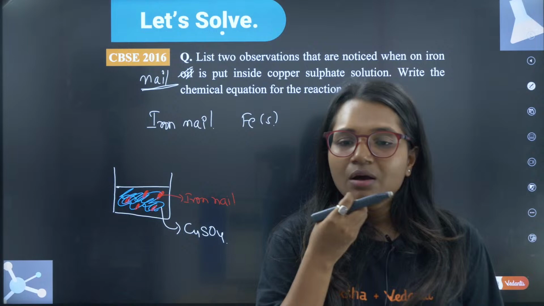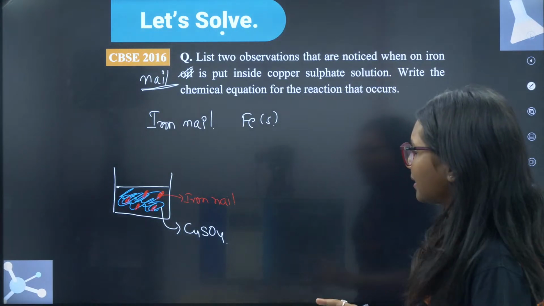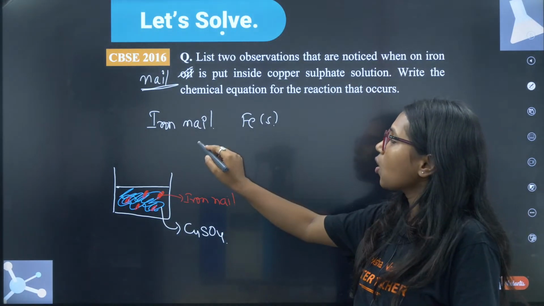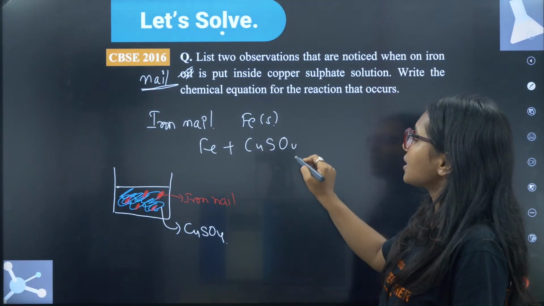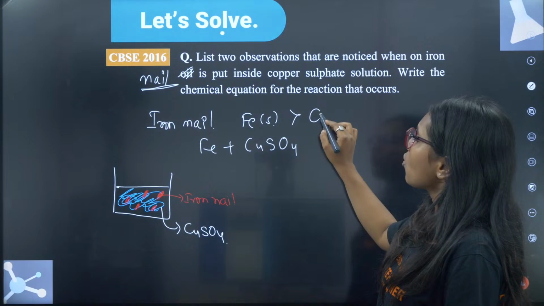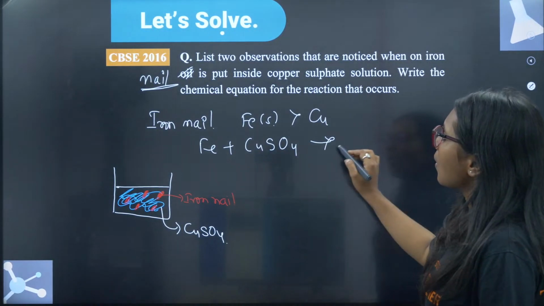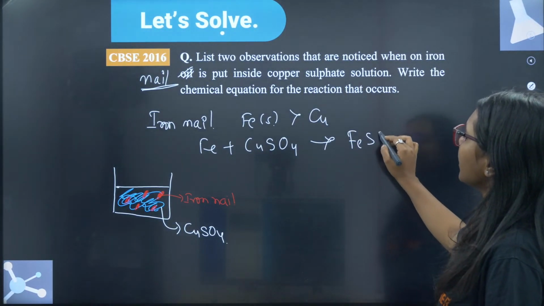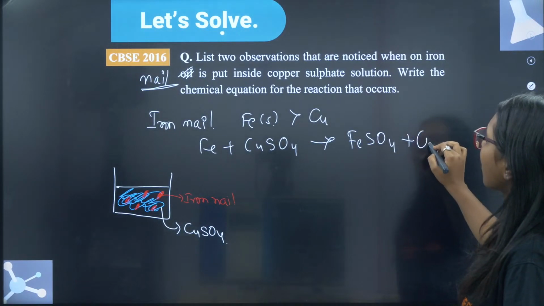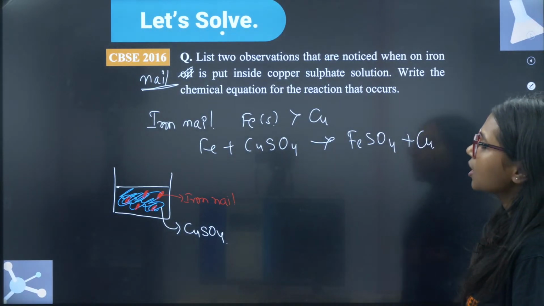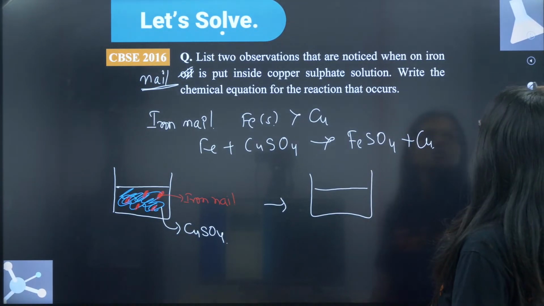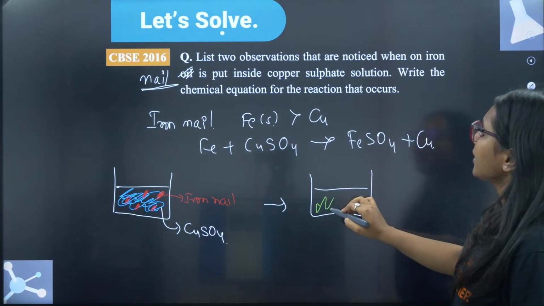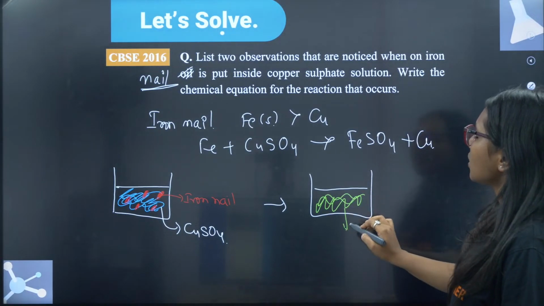Very good, Harsha. Blue color, absolutely correct. The iron nail reacts with copper sulfate because iron is more reactive than copper. Copper sulfate is going to convert into iron sulfate and copper will come out. Correct? Fine. So what is going to happen? This blue solution is going to convert into a green solution.